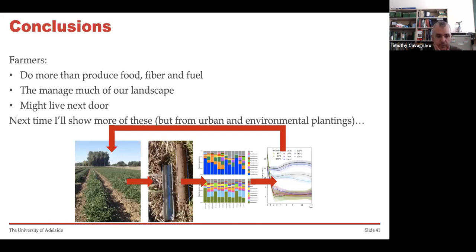Okay. So next time I'll probably show more of these, but they might be from an environmental planting or from an urban agriculture system. The point I'm trying to make here is that when we think about these processes down here at the very small and functional scale, it's really important to bring them back to the landscape scale. And that landscape isn't only agriculture for food, fuel and fiber, but for other services as well. So I will stop there and I'm happy to take any questions.